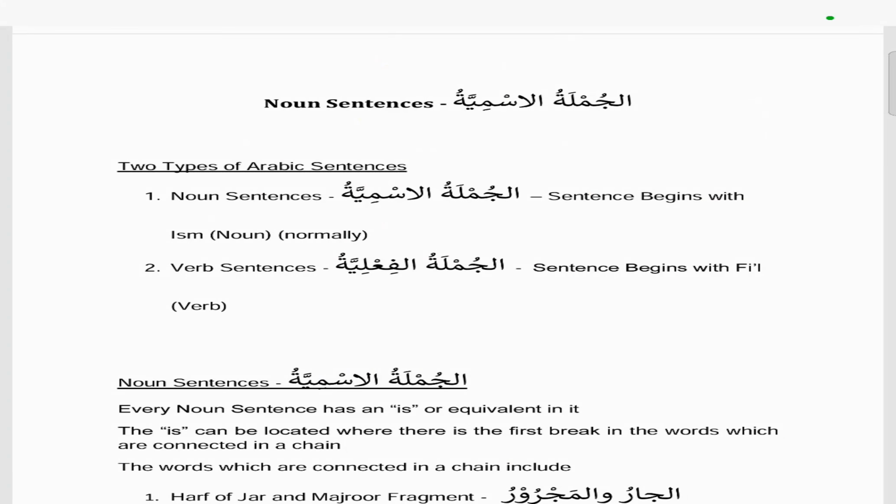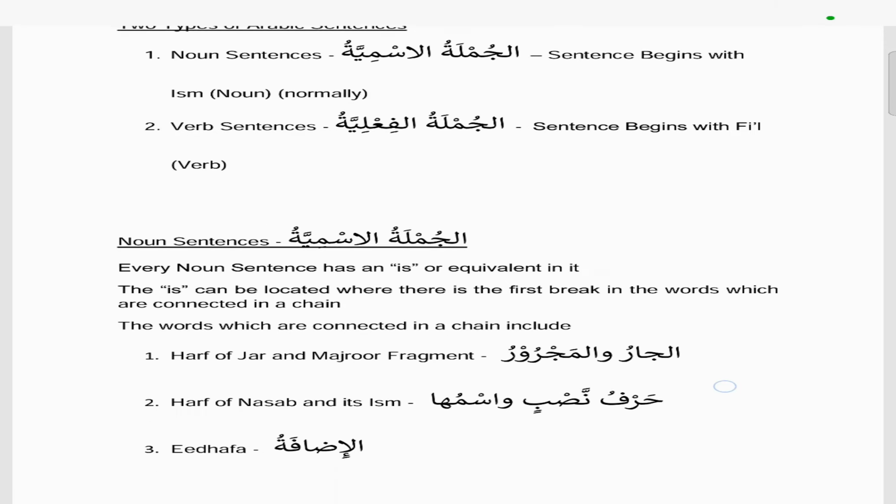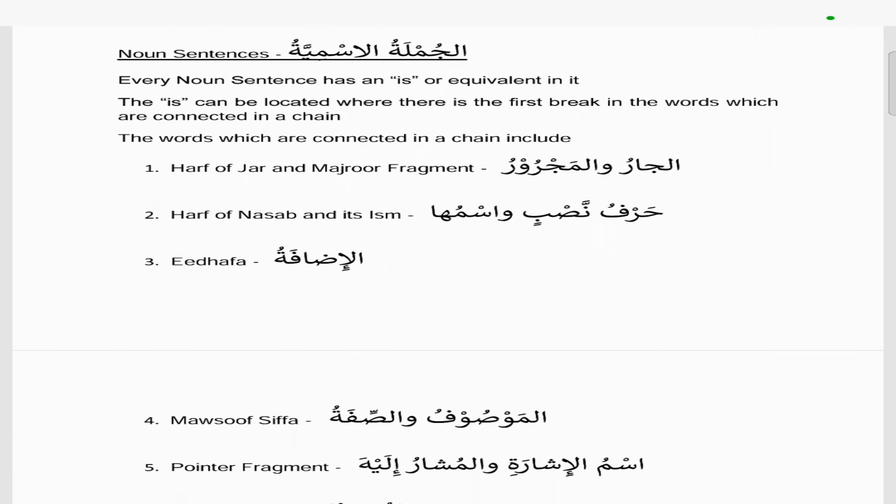So we'll move on to the next chapter of our curriculum, which is noun sentences, Jumlatul Ismiyatu. There are two types of Arabic sentences. The first is the noun sentence, the Jumlatul Ismiyatu, where the sentence begins with an ism or a noun, normally. The second type is the verb sentence, the Jumlatul Fi'liyatu, where the sentence begins with a fi'l or a verb. So we'll discuss noun sentences.